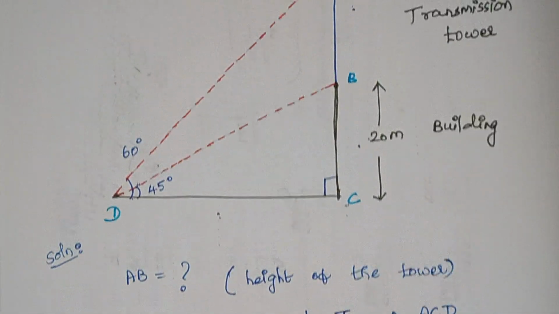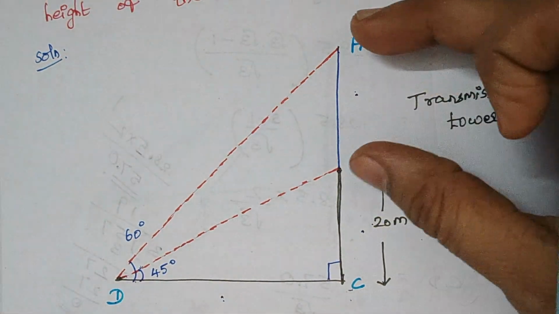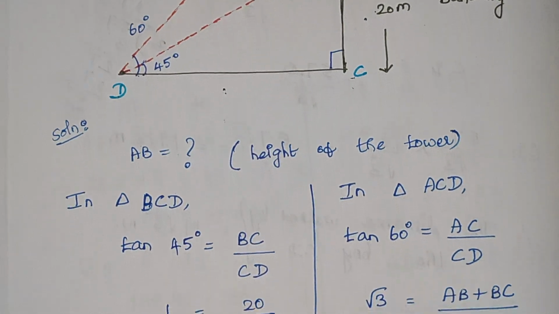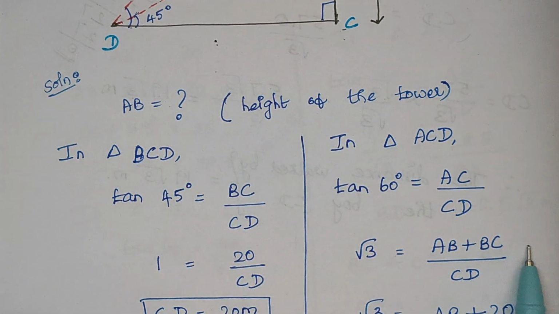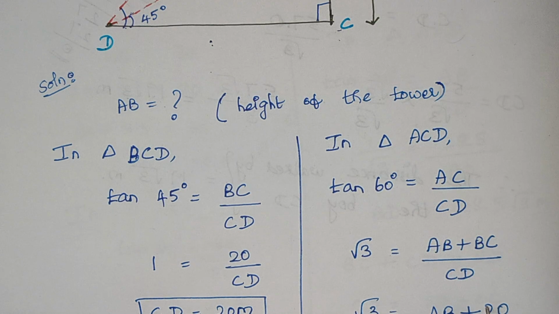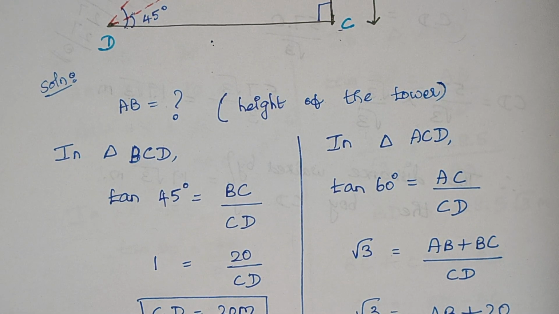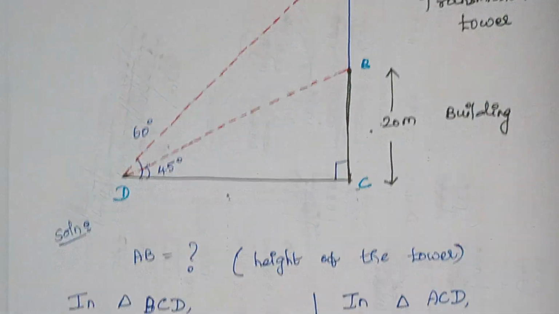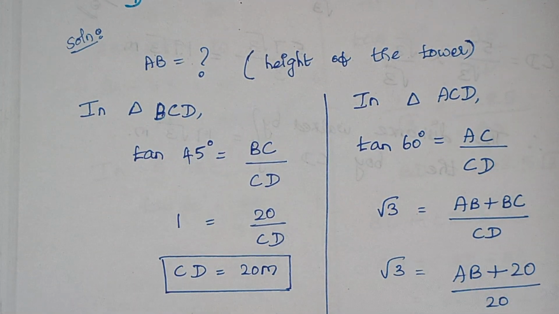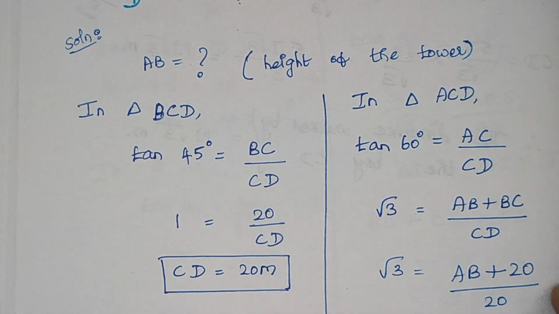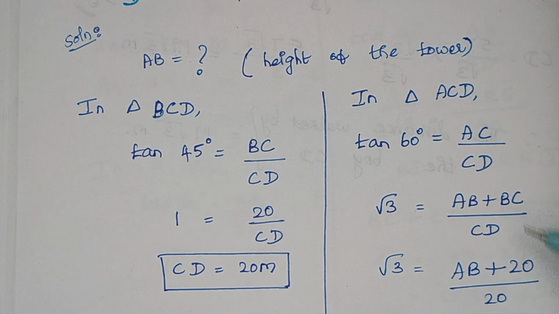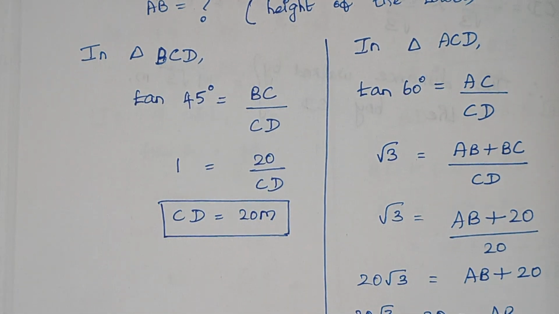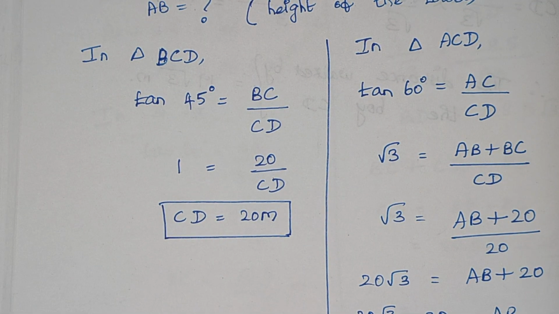So again this AC can be written as AB plus BC. So AC is modified as AB plus BC by CD. So now you know the value of BC as well as CD. You see BC is given in the problem and CD we have just calculated. So just substitute the values here. BC is 20 and again CD is 20. Just substitute, and again do the cross multiplication.